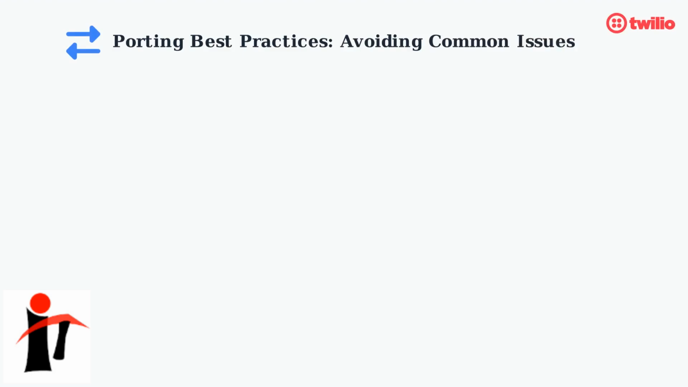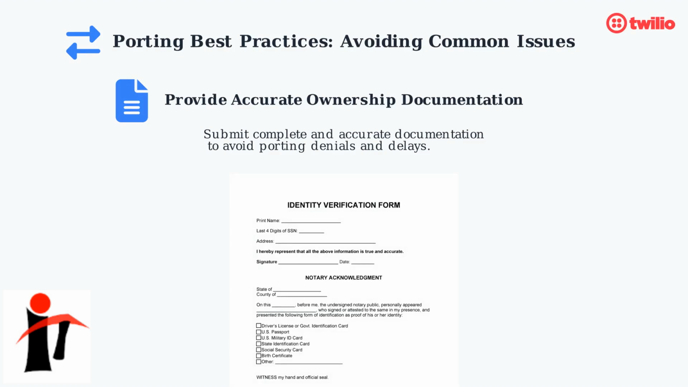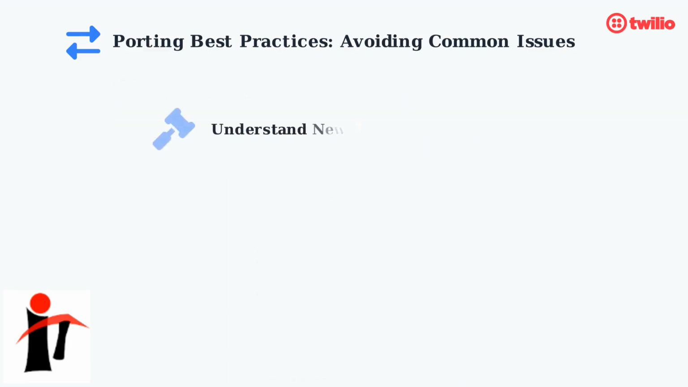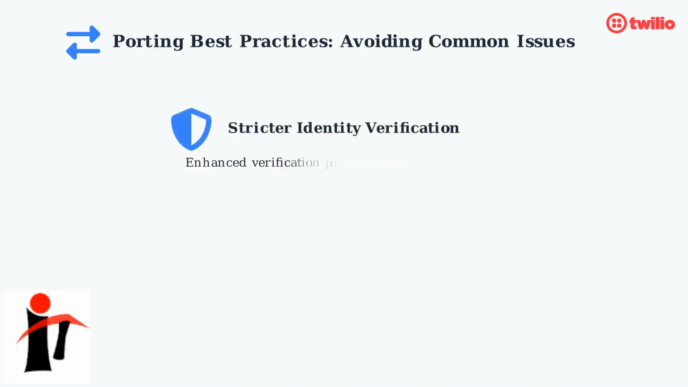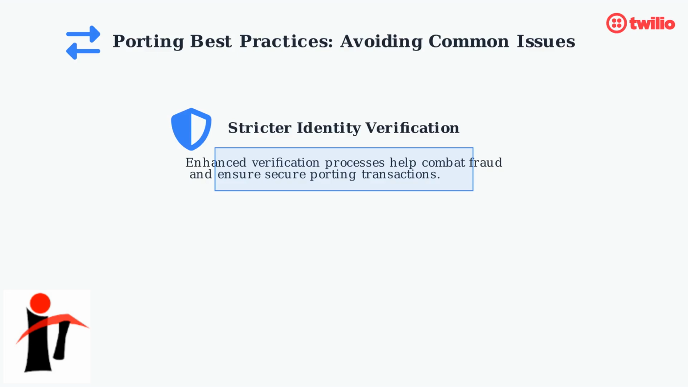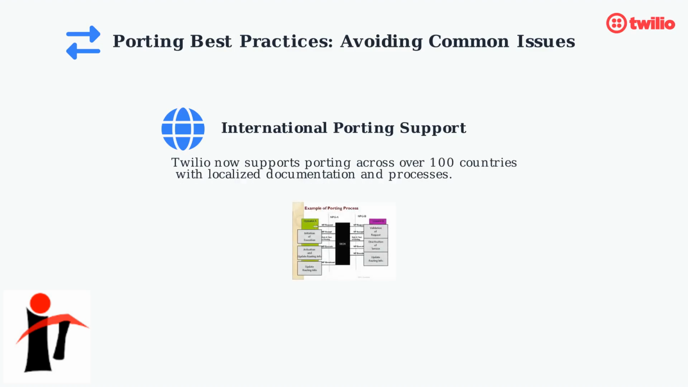Essential tips for successful number porting with Twilio. First, provide accurate ownership documentation to avoid denials. Twilio requires complete forms to verify your rights to the number. Second, understand the new FCC guidelines effective Q4 2025, mandating faster approval timelines of 5 to 7 business days for domestic ports. Third, highlight the importance of stricter identity verification to combat fraud. Twilio has implemented enhanced checks for all porting requests. Finally, Twilio supports international porting, now covering over 100 countries with localized documentation and streamlined processes.